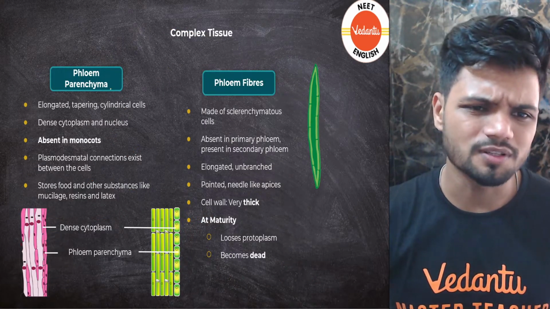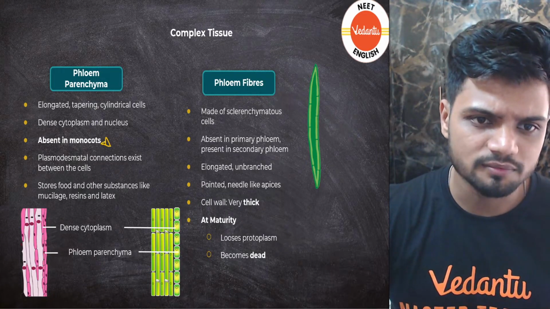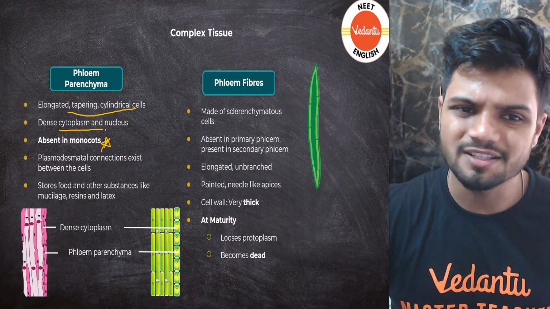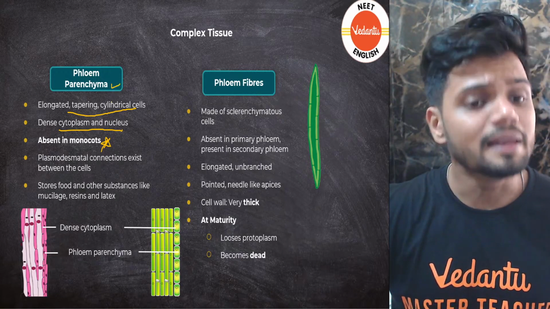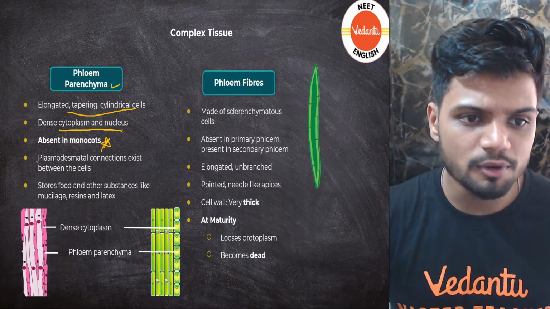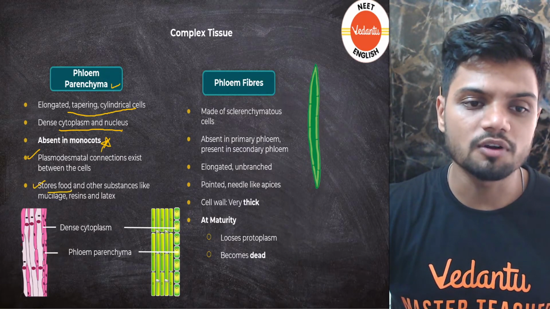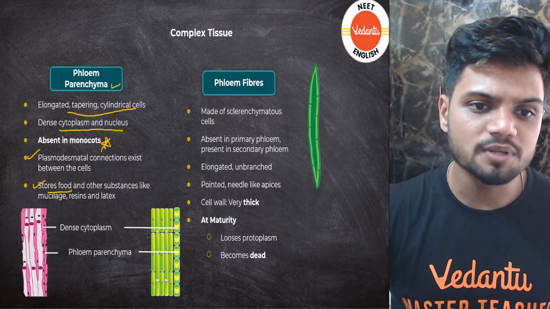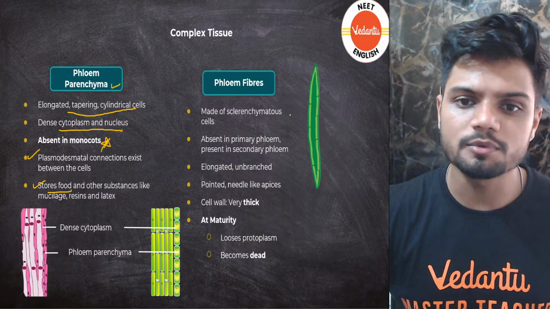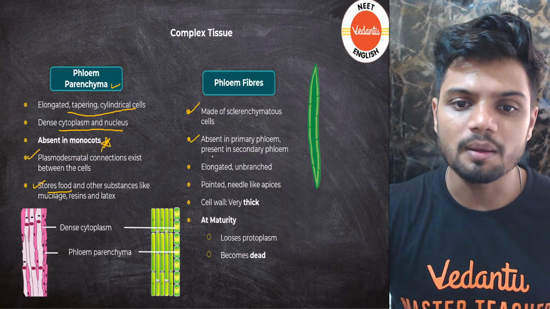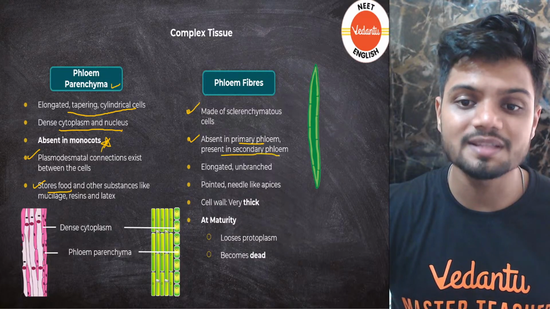Parenchyma, very simple again, students. The main point here is this one. Elongated tapering cylindrical cells, dense cytoplasm, nucleus, just like a parenchyma. Living cells like a parenchyma. Plasmodesmal connections are present, that is cytoplasmic connections. Storage of food, that is the main function of parenchyma. Absent in the case of monocots completely. Phloem fiber is made up of sclerenchyma because it is dead tissue. Absent in primary phloem, present in secondary phloem.